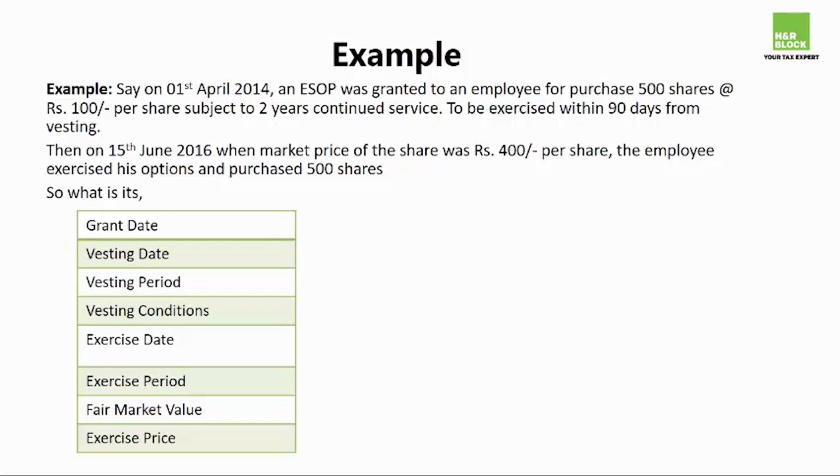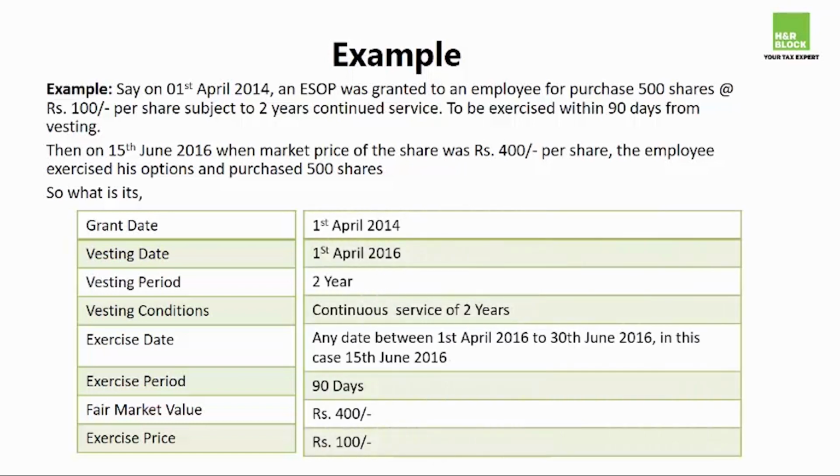So now the question is, what do these different dates or periods mean? Let's see it one by one. Grant date. In this particular example, what will be the grant date? It will be 1st April 2014, because on this date the scheme was formally agreed upon between the employee and the employer. So this is called the grant date. So 1st April 2014 will be the grant date.